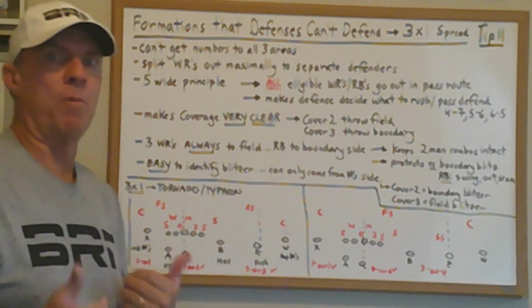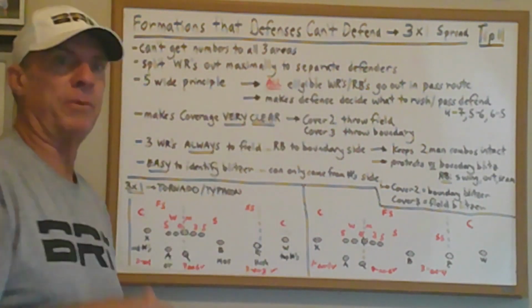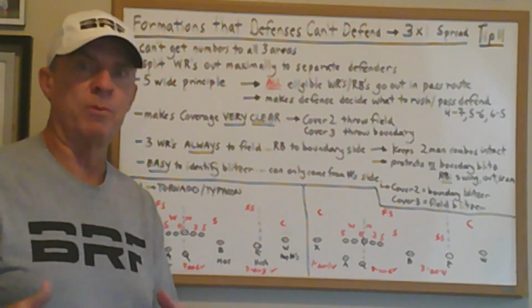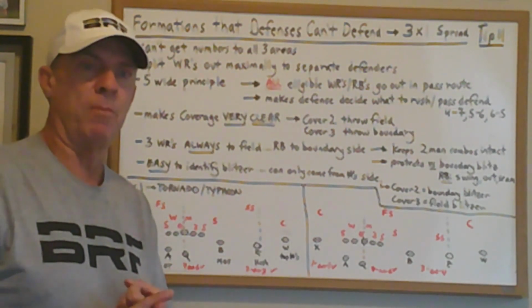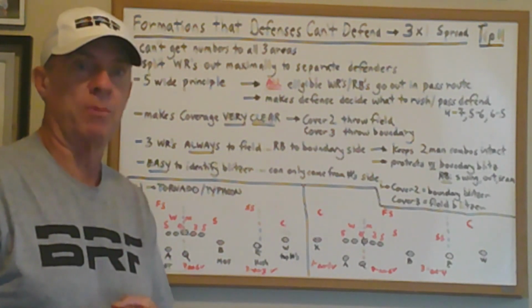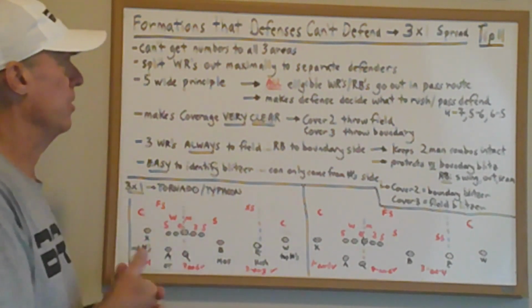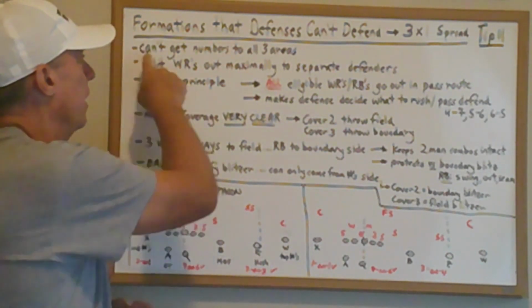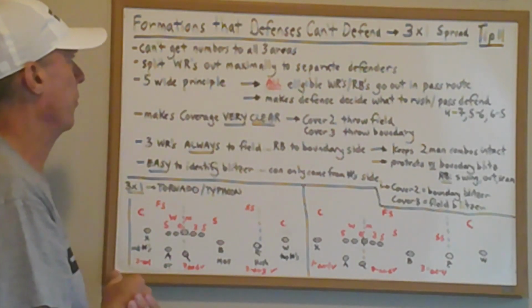And if you pick a formation where they can't get numbers to all three areas, then it's really simple to know which area to either run the ball or pass the ball. That's one of the advantages of the 3-by-1, because it doesn't allow them to get numbers to all three areas.